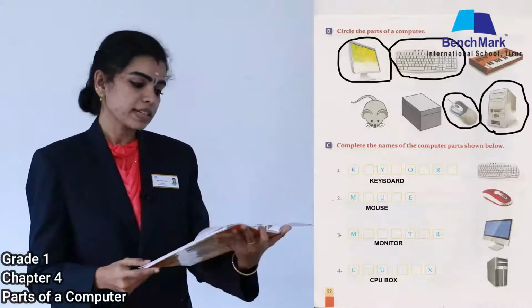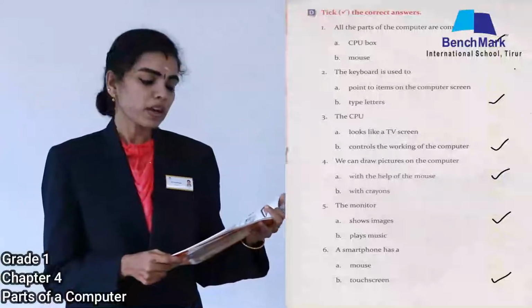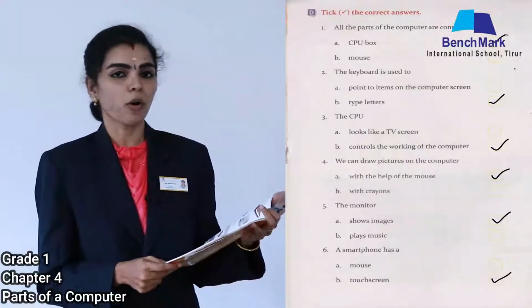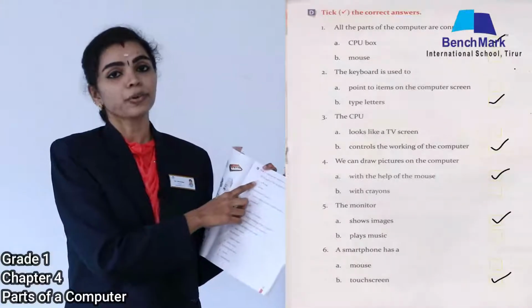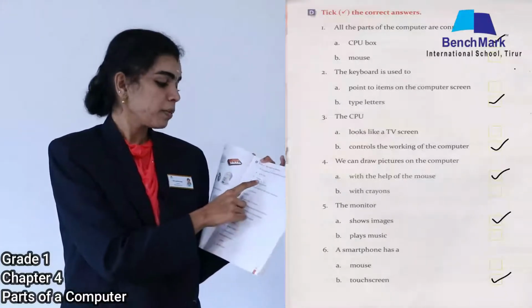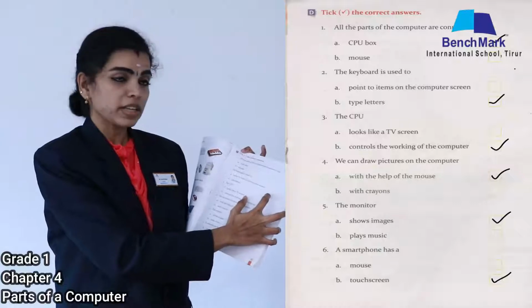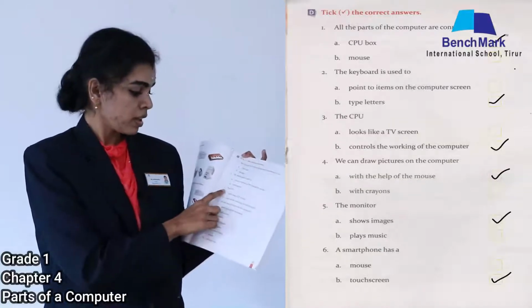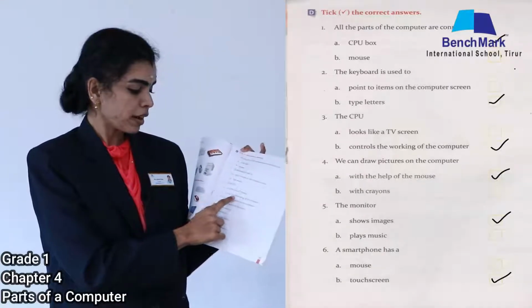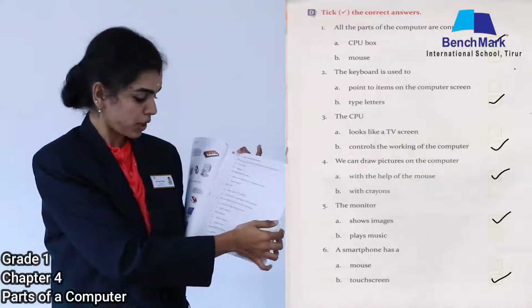Okay. And the last exercise that we have is tick the correct answer. All the parts of the computer are connected to the CPU box. So you need to tick CPU box. Okay. Keyboard is used to type letters. So you need to tick the second option. The CPU controls the working of the computer. So you need to tick the second option.